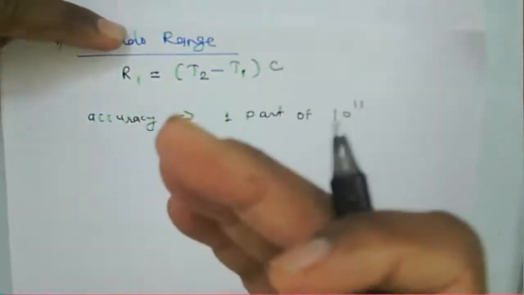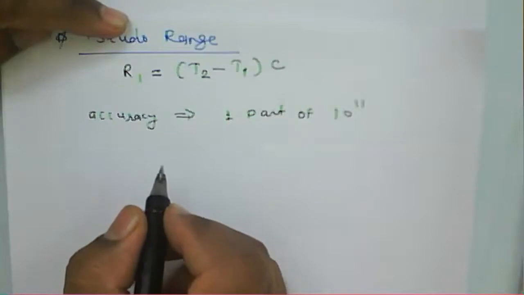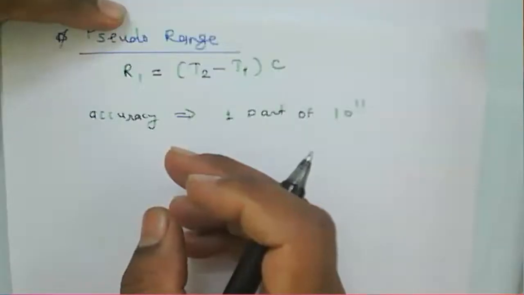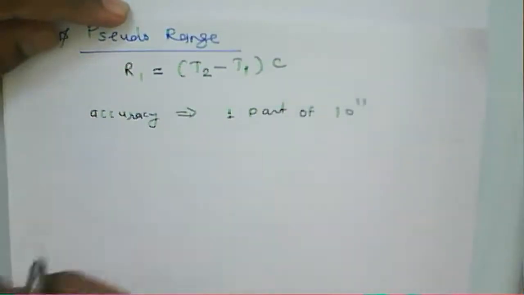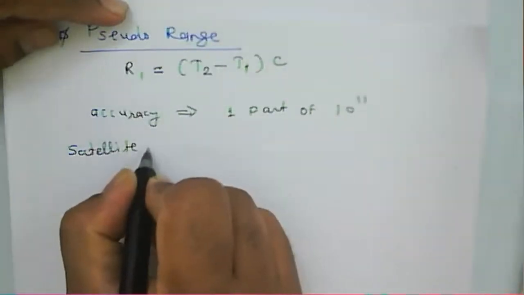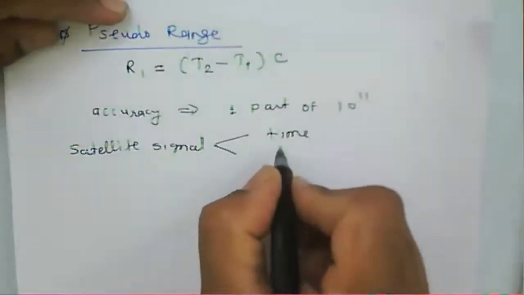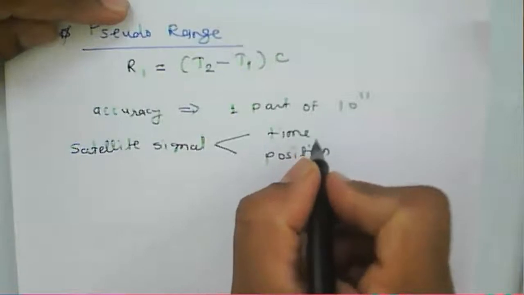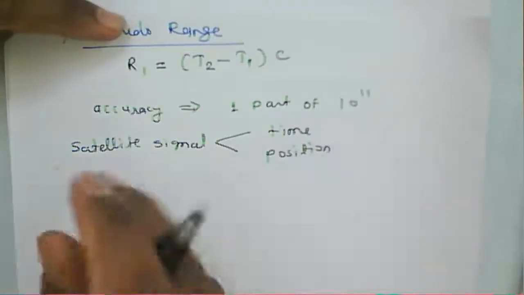When we go for the navigation system, each satellite transmits a signal, and the transmitted signal has the information regarding the timing of transmission and its position in space. So the satellite signal has the information of timing and the information of position: the time at which the signal is transmitted, as well as the position of that satellite in space.